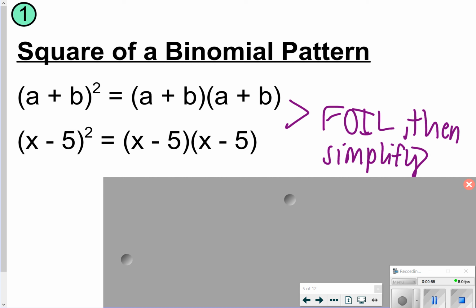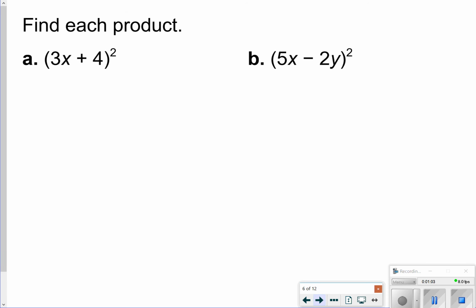So let's go ahead and take time now to pause and write down number 1 in our notes for a square of a binomial pattern. Once you're done, click play to see how it's done. So what we're going to do here is basically just write these out and then find what it looks like after simplified. So what I'm essentially going to do is write out 3x plus 4 two times.